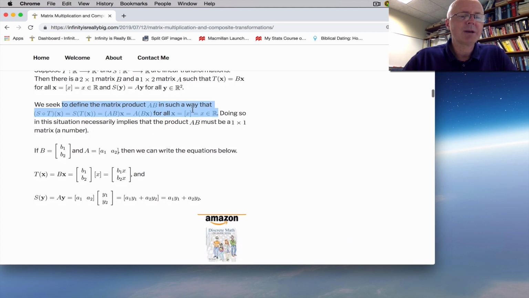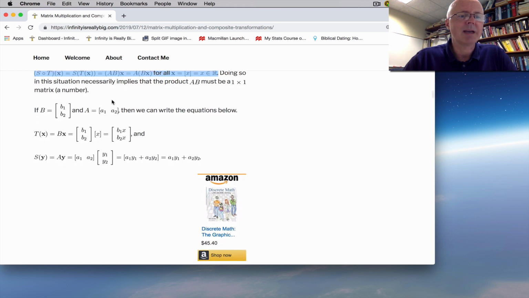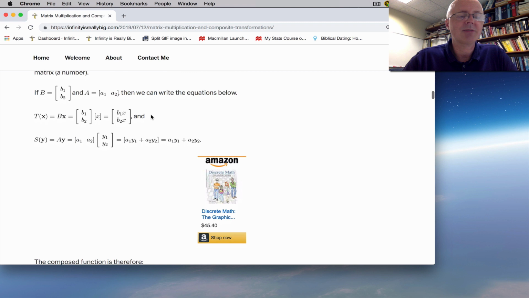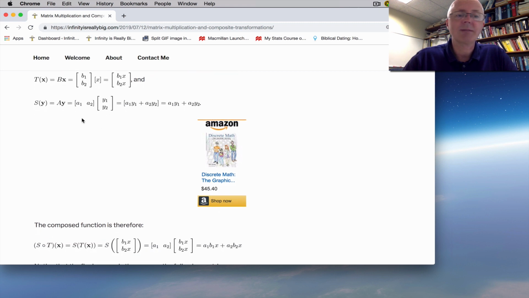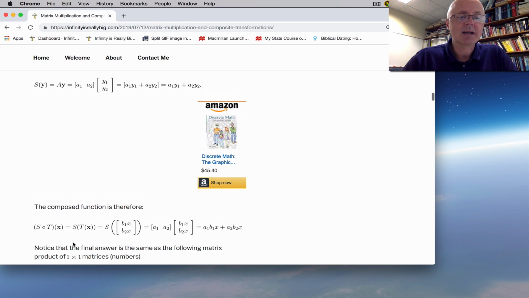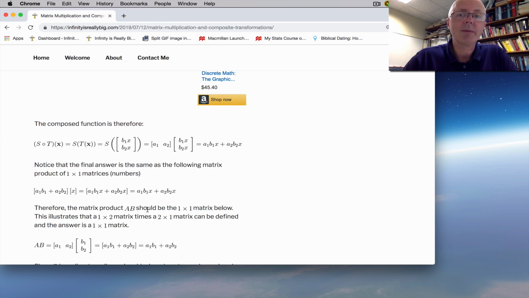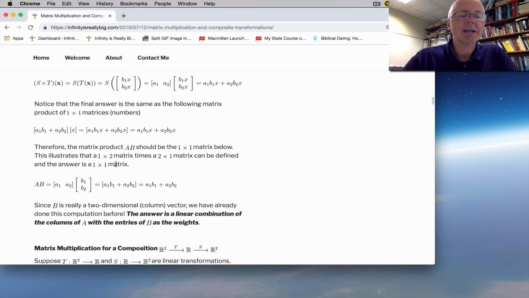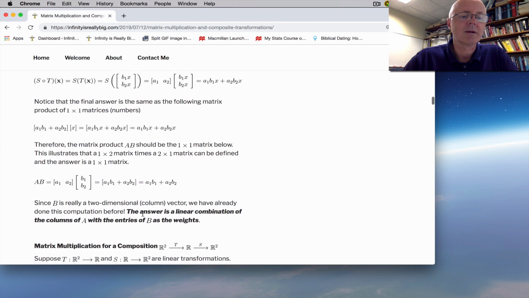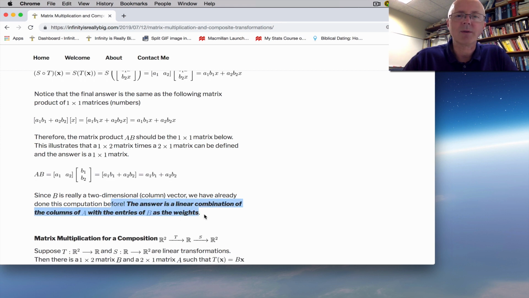Okay, so here's the part I'm skipping over. This stuff is based on just what capital A and capital B have to be. And we've talked about these formulas before. This is the composition down here. I just calculate this by taking the formula for T of x right there and plugging it into S right there and do this multiplication. The answer is a number, a 1-by-1 matrix. The product of A and B is therefore going to have to be that 1-by-1 matrix, that number. Okay, and this is something we've really done before. This answer really is a linear combination of the columns of A with the entries of this vector as the weights. This is a 2-by-1 matrix, which is the same as a two-dimensional vector.